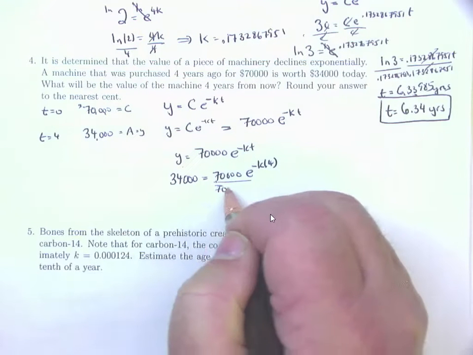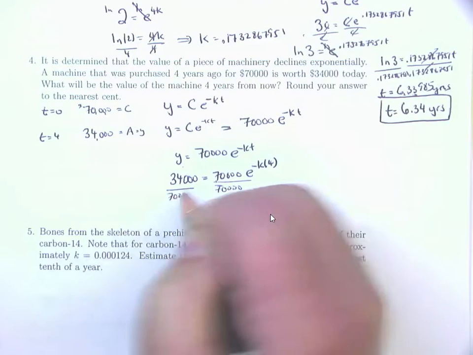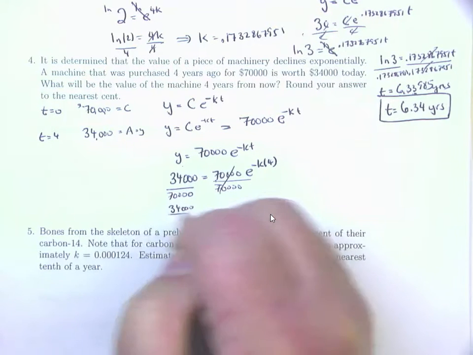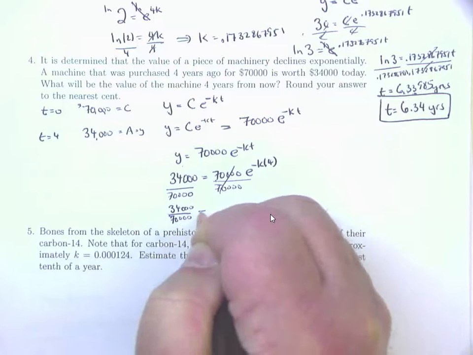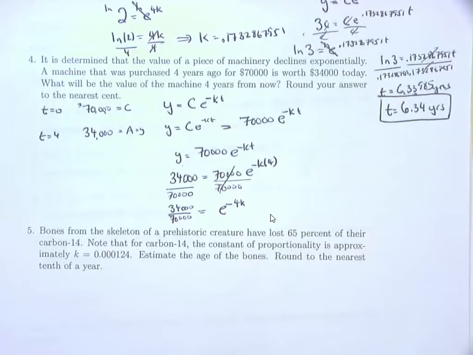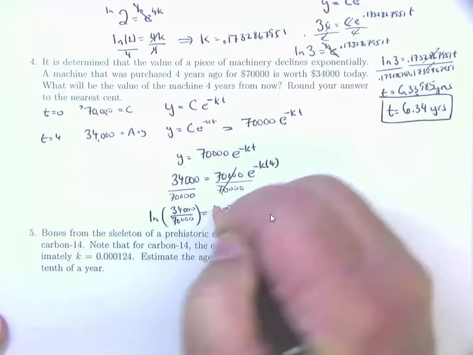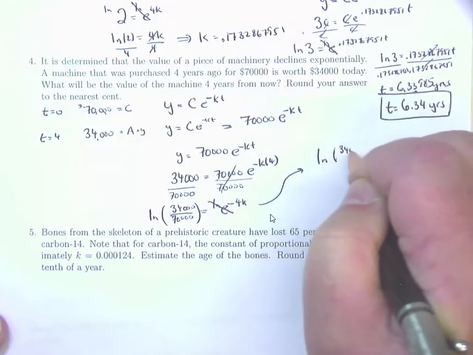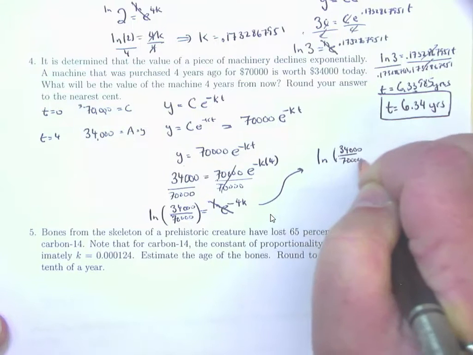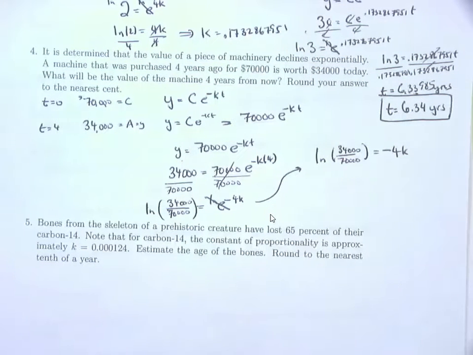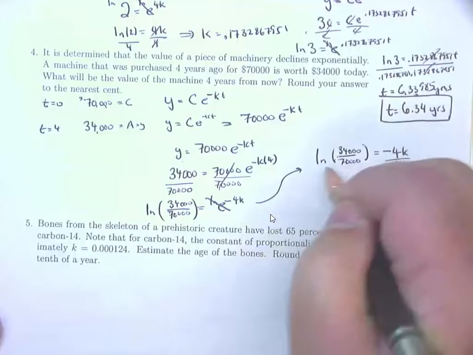So my first move, of course, is divide by 70,000. You've got the pattern on that. This cancels. That leaves me with 34,000 over 70,000 equals e to the negative 4k. What's your next move? Then you've got the e by itself. What are you going to do? Take the natural log of both sides, and the natural log and e cancel. That leaves you with the natural log of 34,000 over 70,000 equals negative 4k. What's your next move? Solve for k, divide by negative 4.